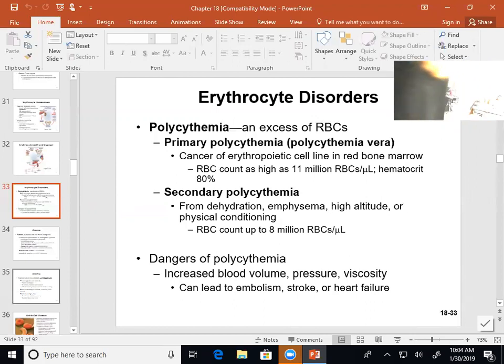Okay, so this is what we mean by cerebrovascular accident or stroke. Did that just spark?